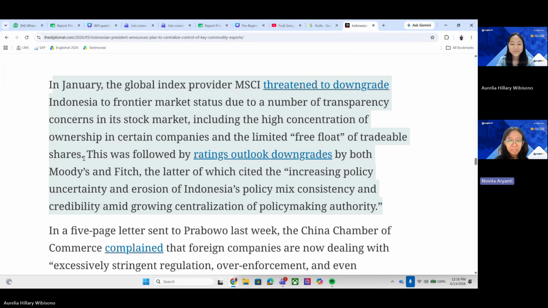Okay. This was followed by ratings outlook downgrades by both Moody's and Fitch. Who is this? Is this like the higher up of MSCI? Yes, I guess. Oh, okay. The latter of which cited the increasing policy uncertainty and erosion of Indonesia's policy mix consistency and credibility amid growing centralization of policymaking authority. Okay. Yeah, it seems like even though they haven't implemented the whole concept of centralization yet.